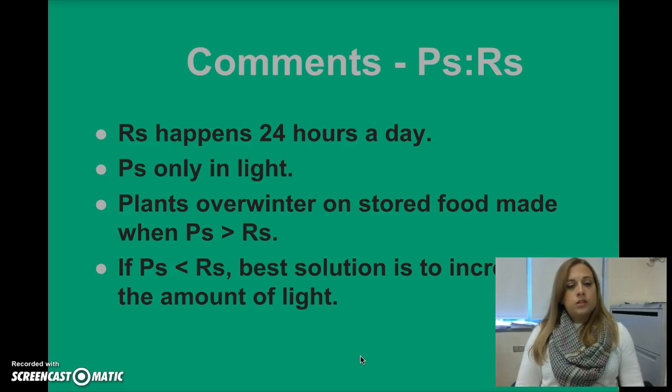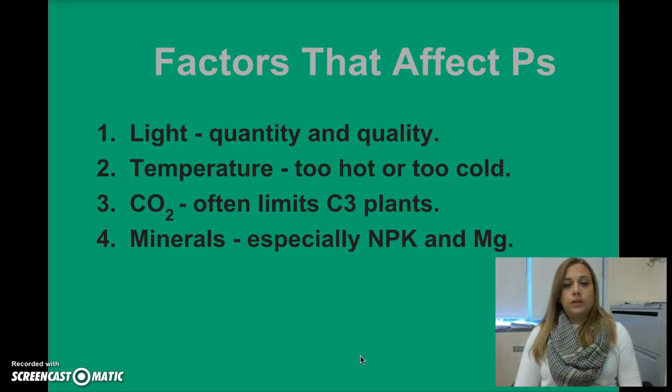So if photosynthesis is less than respiration, the best solution is to just increase the amount of light, because if you increase the amount of light a plant gets, you're going to increase the amount of photosynthesis that's taking place. And so that is the first factor that affects photosynthesis. So both the quantity, how much, and the quality of light.